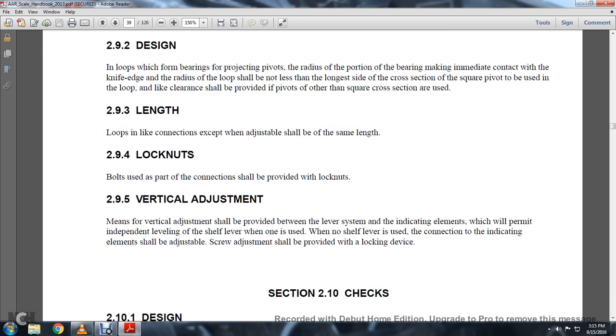2.9.5 Vertical adjustments. Mean adjustment shall be provided with lever system indicated by the elements will permit the indication of leveling shelf lever will be used once. One use shelf, no shelf lever in the connection indicating with the elements should be used. The shelf adjustment shall be provided with locking device.